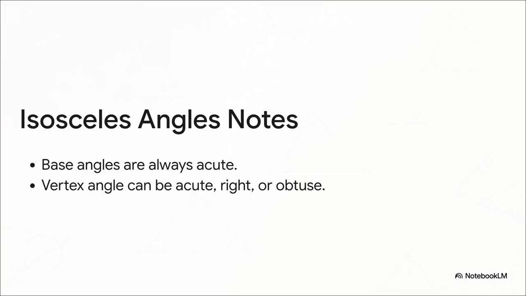Now, what's super fascinating about this relationship is the specific nature of those base angles. You know that a triangle's internal angles always add up to exactly 180 degrees, right? Well, because our 2 base angles are identical twins, they absolutely always have to be acute, meaning they're less than 90 degrees. If they were 90 or more, well, you just run out of degrees for that top angle. But that top angle, the vertex angle, it has total freedom. It can be a sharp acute angle, a perfect 90-degree right angle, or a wide leaning obtuse angle.